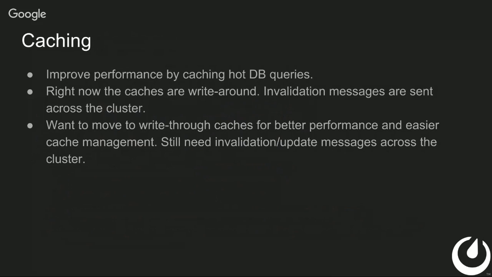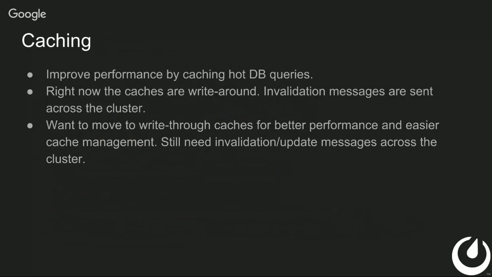Right now, the caches are all write around caches. This means that when a write comes in, it doesn't talk to the caching layer at all. It just writes and invalidates. So it'll invalidate the cache, and if you have a cluster, it'll send out a message to have all of the other app servers invalidate their caches as well. So that's how the caches currently work.